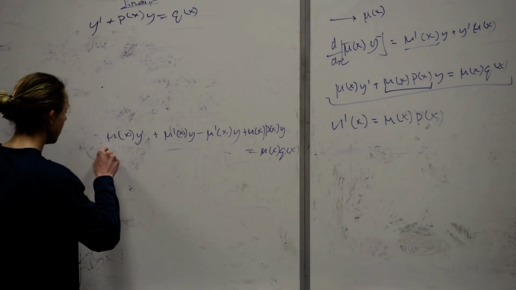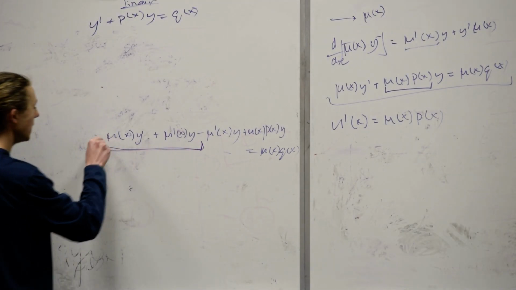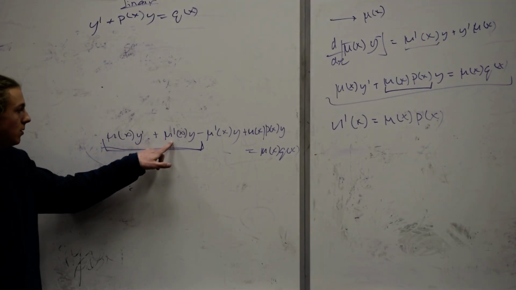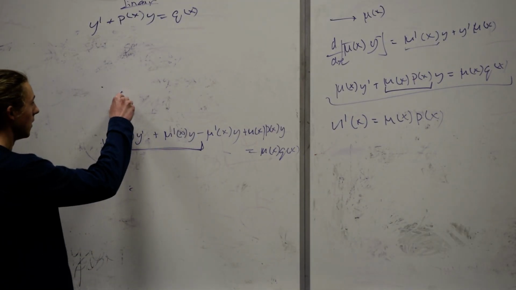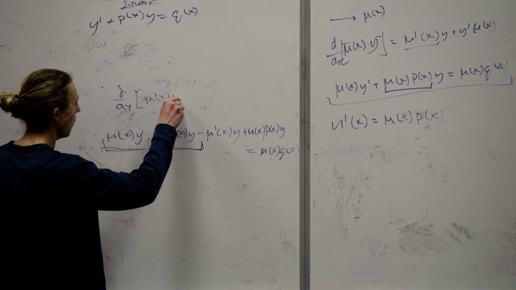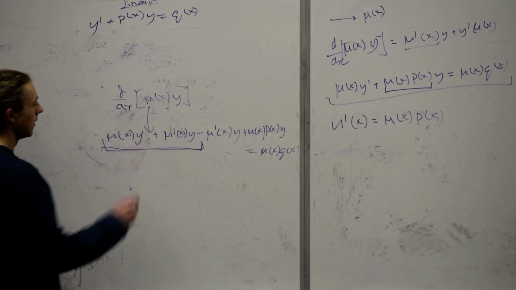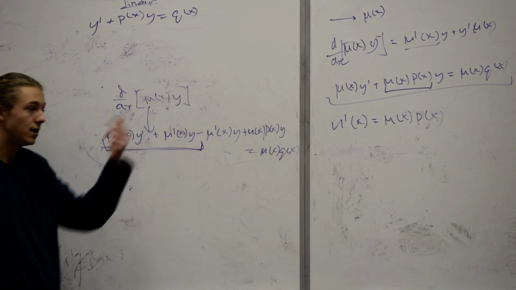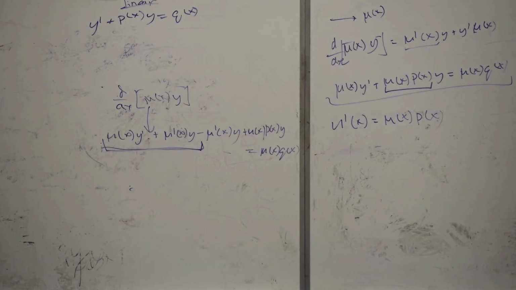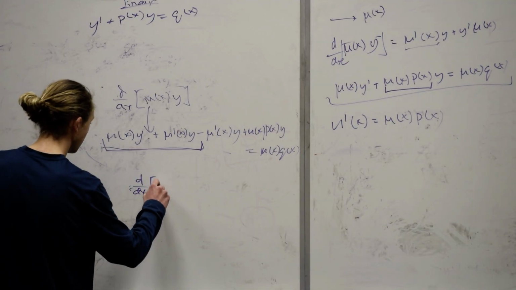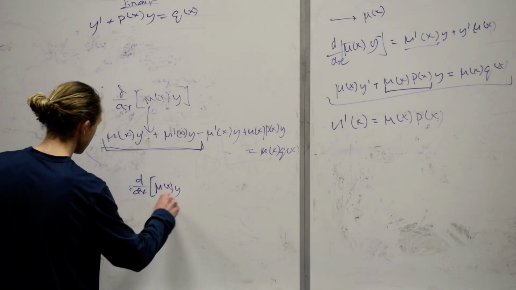Okay, so now that we've taken a look at this right here, do you guys see that this here is mu of x times y prime plus mu prime of x times y, which is just d dx of mu of x y, right? That's essentially what this is right here. So great, we've actually isolated a part where we can define it as what we wanted to before. So this right here is d dx of mu of x times y.